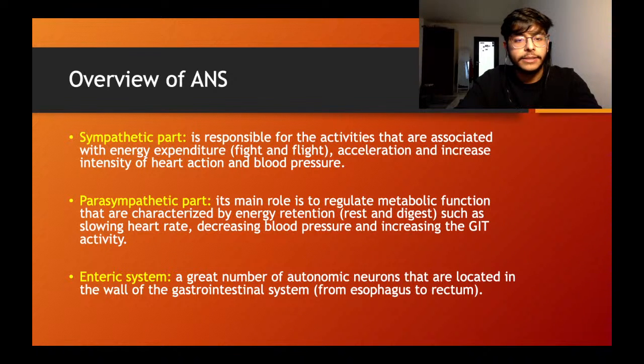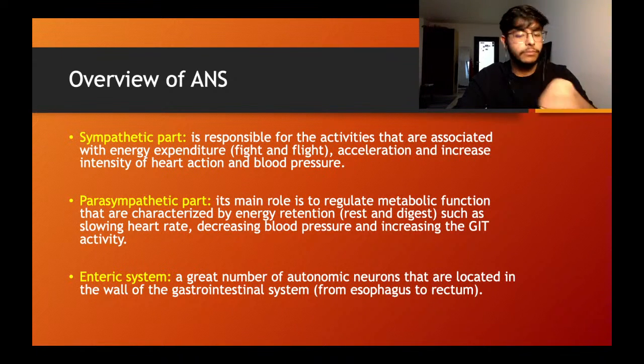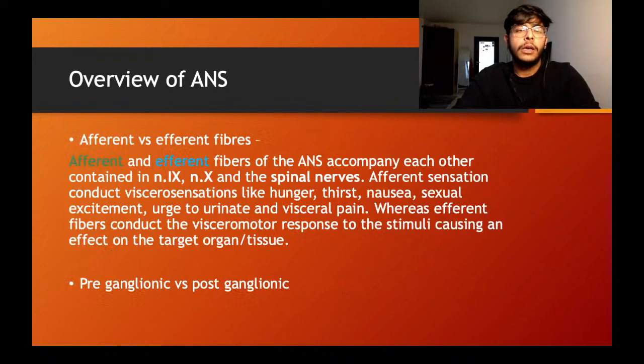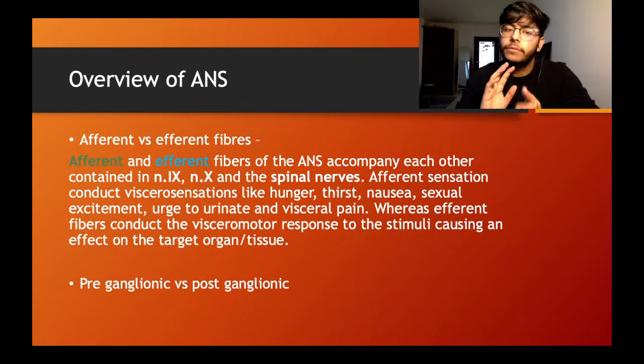The enteric system I will get to, but essentially it's just the wall of the gastrointestinal tract, all the way from the esophagus to the rectum. Okay, again, something about terminology.